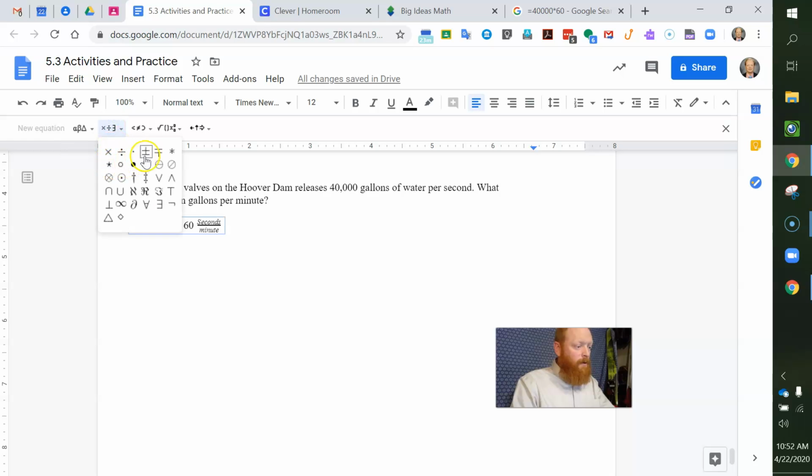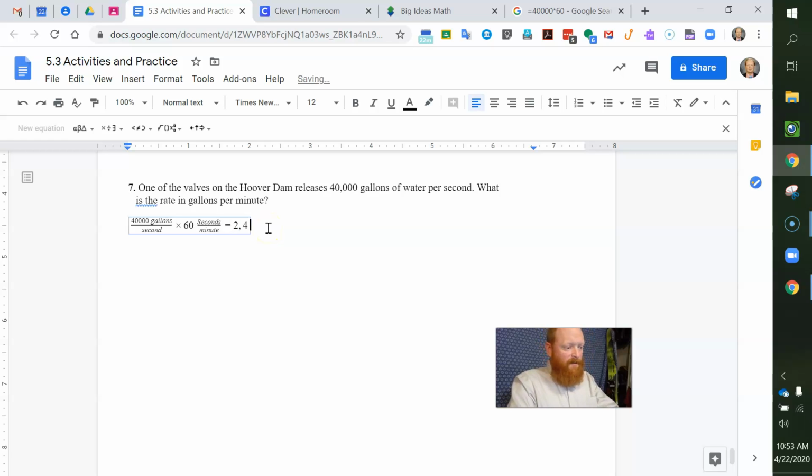So equals 2,400,000 gallons per minute. Wow.